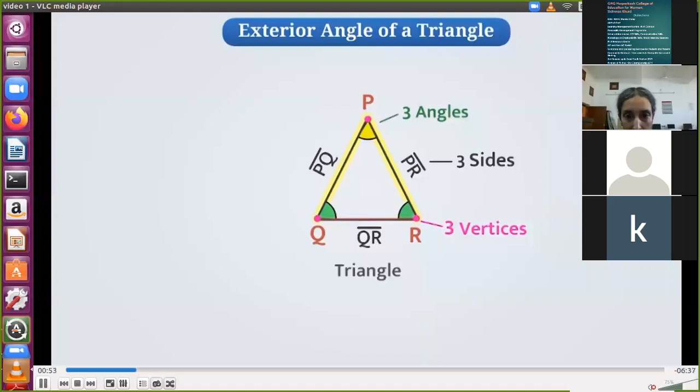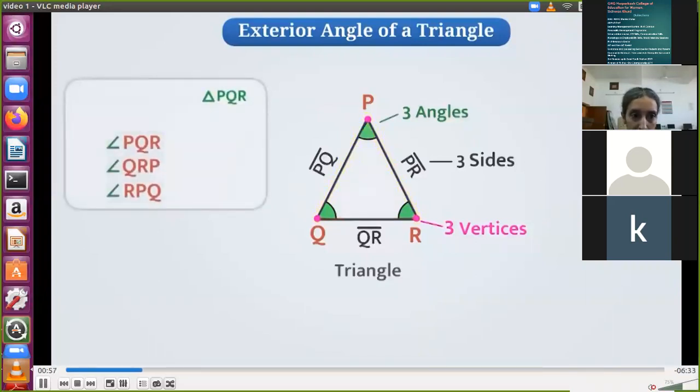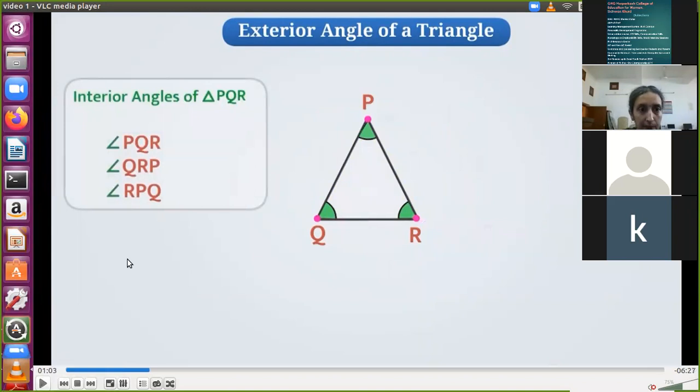The thing which is important for us is that we are going to understand about the interior angles of the triangle PQR. Now, what are the interior angles? The angle PQR, angle QRP, and angle RPQ. These angles are interior to the triangle. They are lying inside the triangle. So these are called interior angles of the triangle PQR.